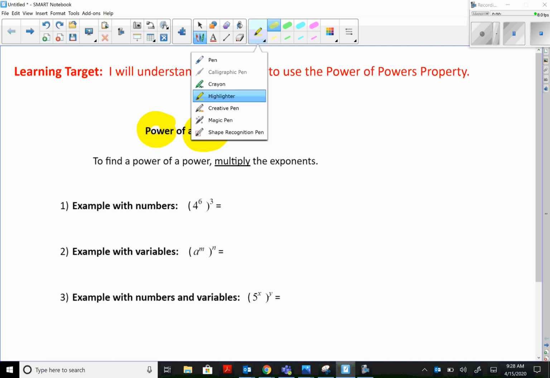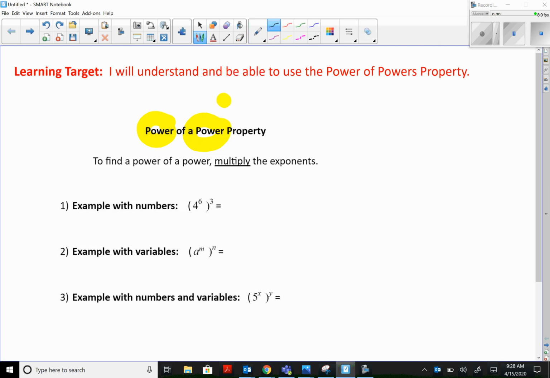If you look at this first example, inside the parentheses we have the base number of 4, and it's being raised to the 6th power. Then the parentheses is closed, and you see there is another exponent on the outside of the parentheses. So it's 4 to the 6th power raised to the 3rd power. When you have a scenario like that, and the exponents are separated by parentheses, the rule is that you're going to multiply them.